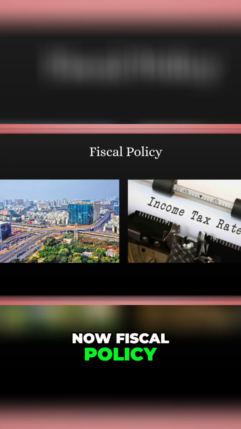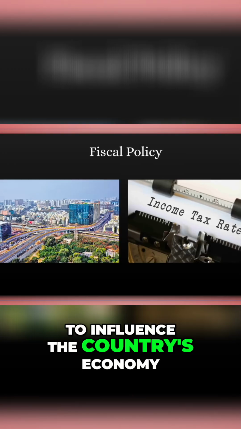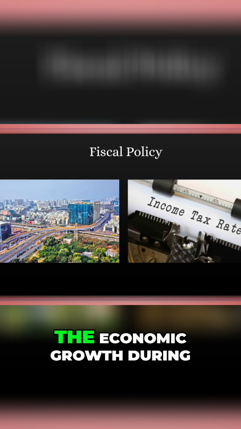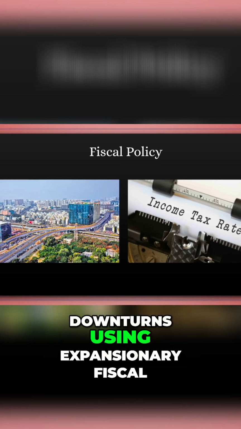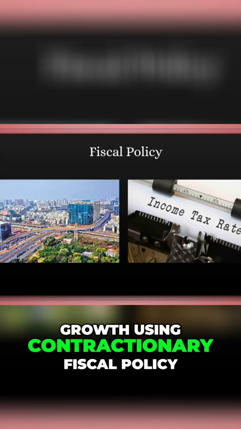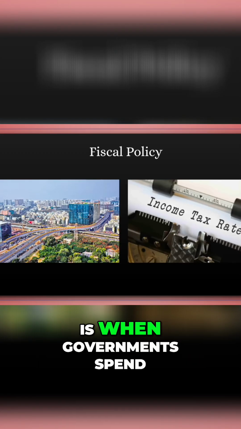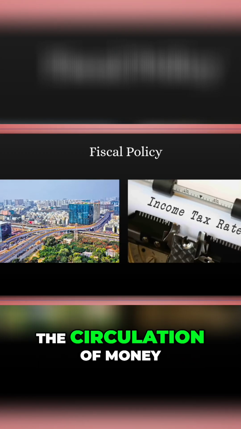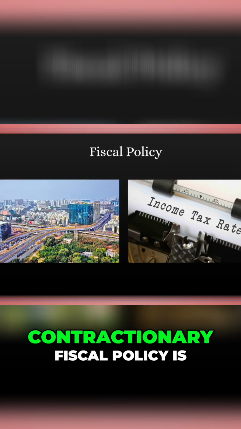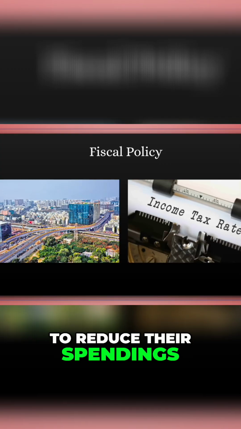Now, fiscal policy. Fiscal policy involves how governments use taxes and spending to influence the country's economy. By adjusting tax rates and government spending levels, governments aim to stimulate economic growth during downturns using expansionary fiscal policy, or control inflation during periods of high growth using contractionary fiscal policy. So expansionary fiscal policy, similar to expansionary monetary policy, is when governments spend more money to increase the circulation of money within the circular flow of income, which creates jobs and more. Contractionary fiscal policy is when governments increase interest rates to decrease the disposable income of people to reduce their spendings.